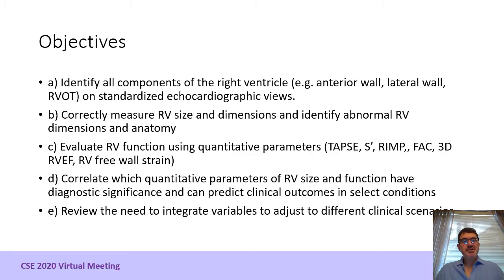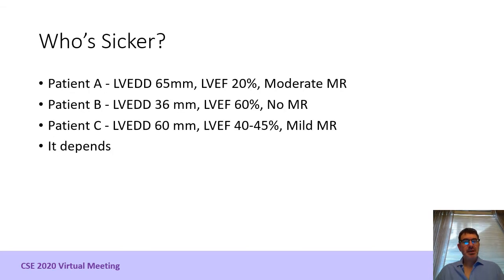My talk has a number of objectives, including identifying all the components of the right ventricle on standardized echocardiographic views. We'll be discussing how to correctly measure RV size and dimension and identify abnormal RV dimensions and anatomy. We'll be evaluating RV function using quantitative parameters, correlating which quantitative parameters of RV size and function have diagnostic significance and can predict clinical outcomes in select conditions, and also review the need to integrate variables to adjust to different clinical scenarios. I like to start off by emphasizing clinically how important the RV is.